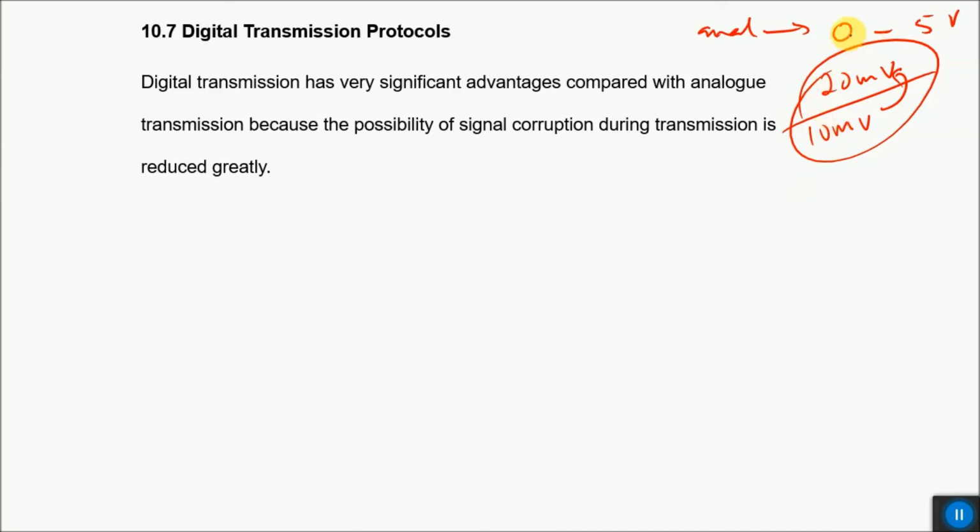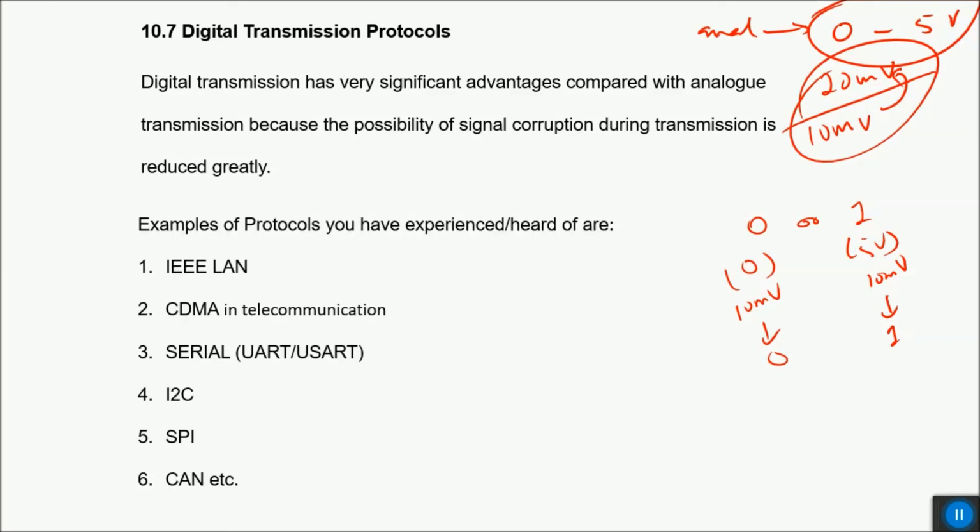But if you convert this analog voltage into a digital voltage, it can be either 0 or 1, or this 1 can be 0 volts or 5 volts. So even if this 0 has a 10 millivolt noise and this 5 has a 10 millivolt noise, this 0 will still remain a 0 and this 5 will still remain a 1. So noise does not affect the digital signals as much as the analog signals.